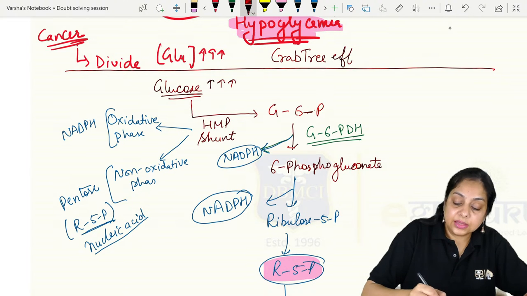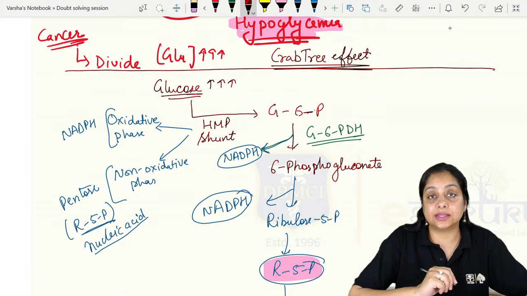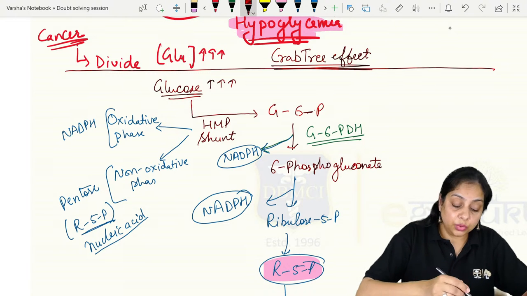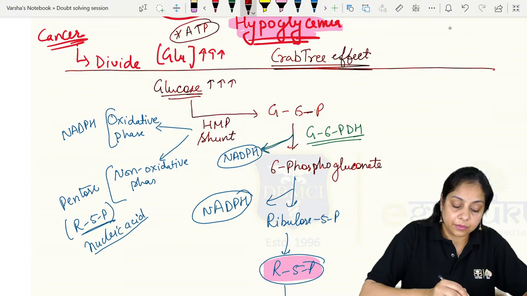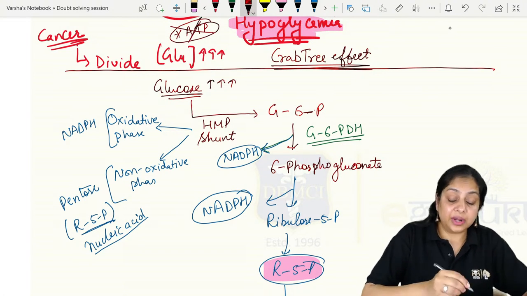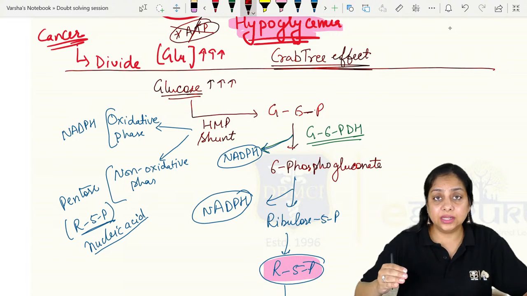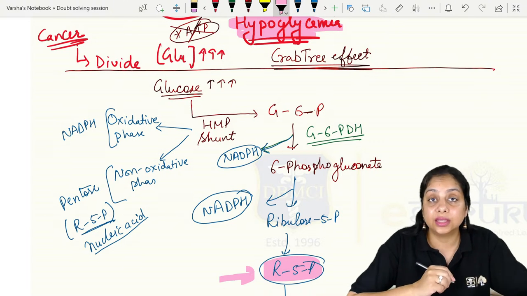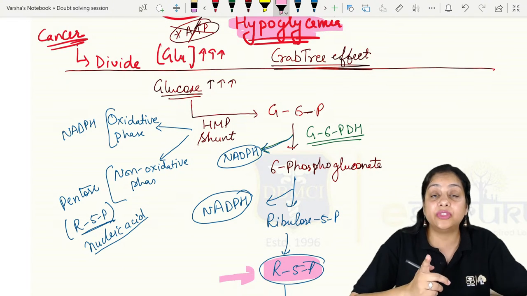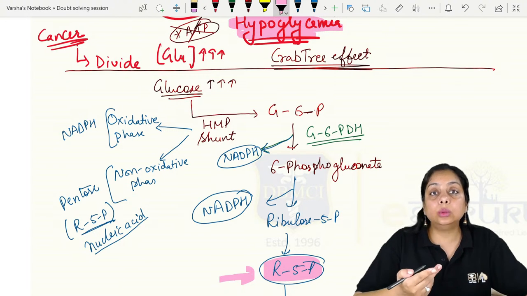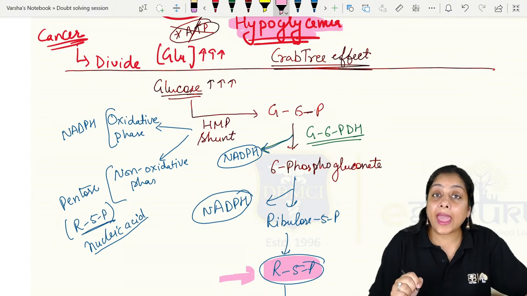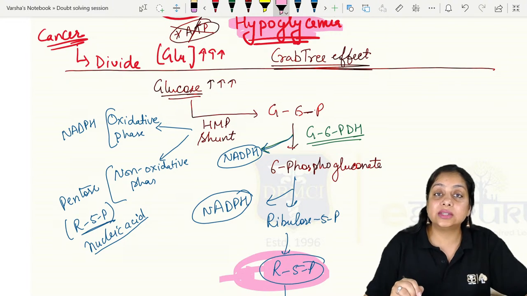What is the Crabtree effect? In the cancerous cells, glucose does not just give the ATP. Glycolysis is there, but it is suppressed. A little bit of ATP is needed. What is needed more? More ribose 5-phosphate is needed for the division. I call it a substrate, one of the substrates needed for the cancerous cells to divide. So most of the glucose will be rerouted to produce the substrates for cancerous cell division.